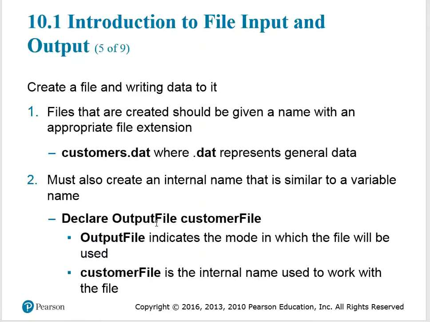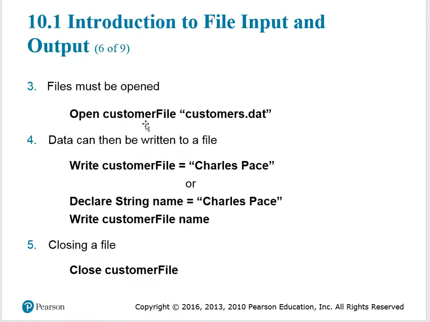This is the mode in which the file will be used. Typically, if it's something that you want to display, you put that as an output file mode. Now, customerFile is the internal name used to work with the file itself. So think about it as a folder, okay? Next, the file must be opened. For you to be able to access what's inside, you need the command open customerFile, and then inside of that, access the data, which is customers.dat.